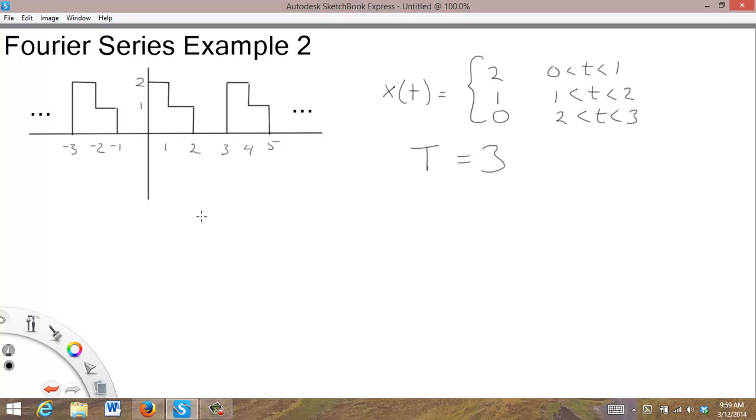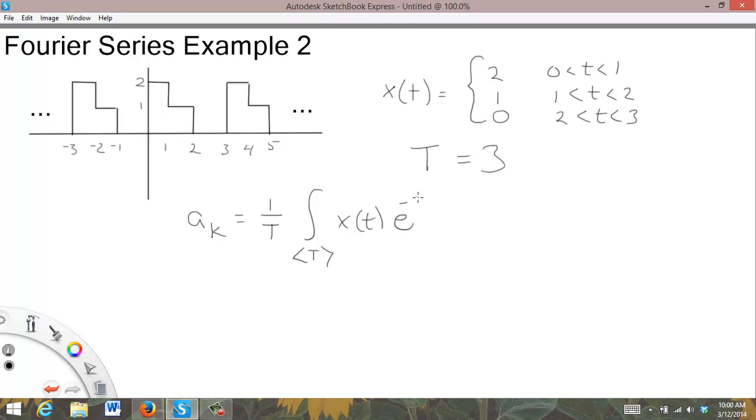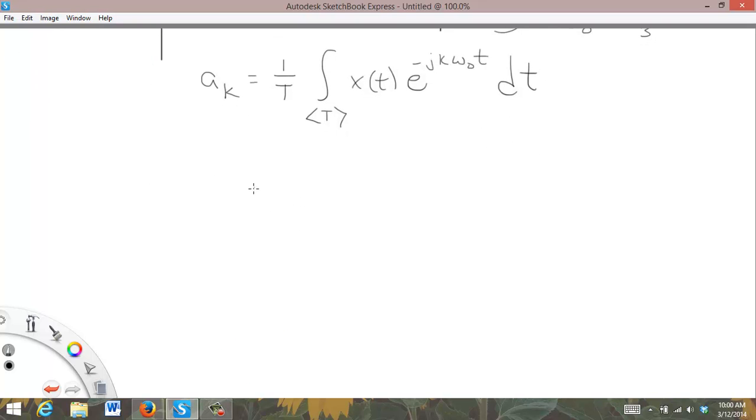So the definition again for a sub k is equal to 1 over T, integral over the interval T, x of t e to the minus j k omega naught t dt. And again, for this problem, since T is 3, omega naught will equal 2 pi over 3. Alright, so first step is to plug in our x of t.